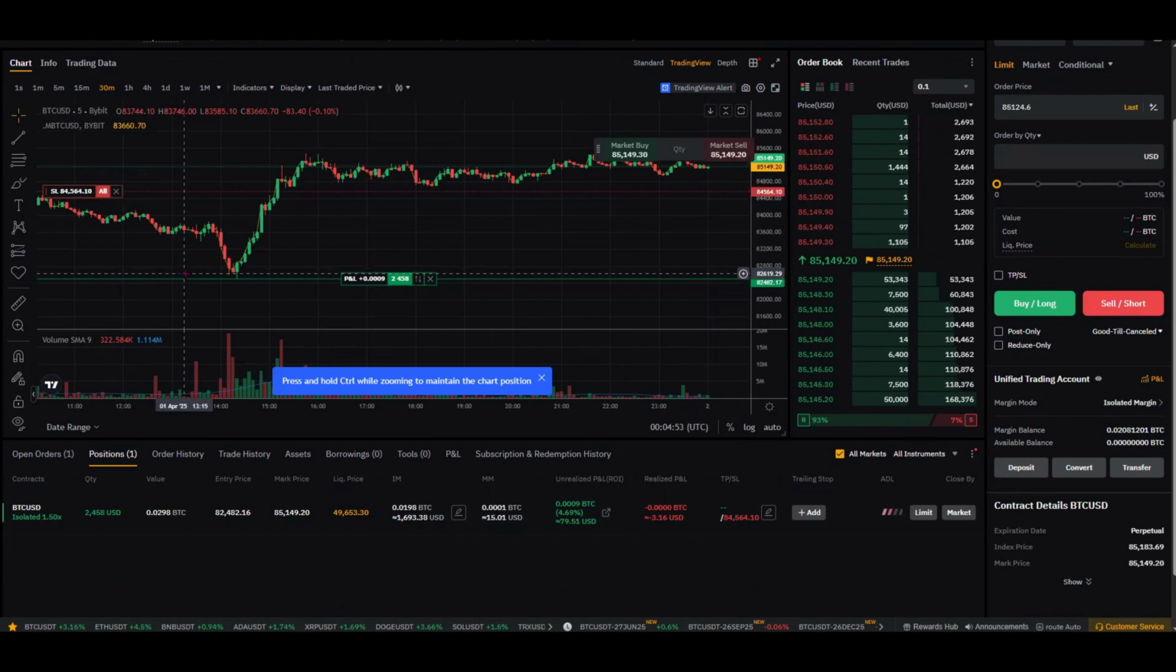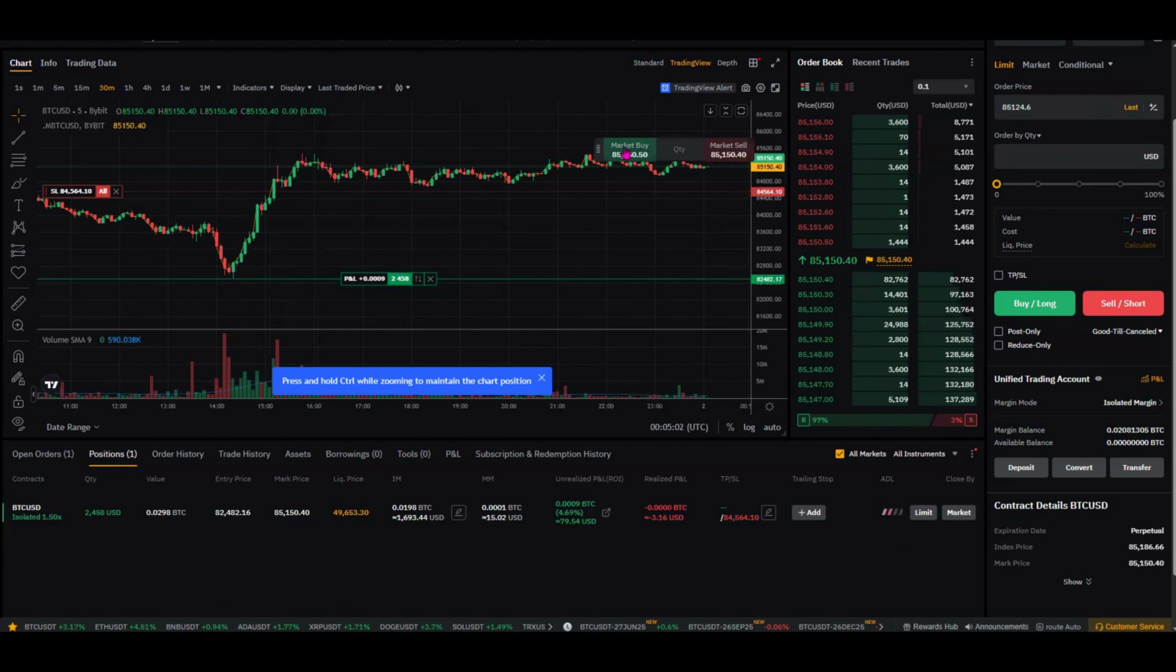I really like the interface once a trade's in place. I do wish I could place initial trades on the screen a little easier. It's there, but it's not quite what I want. You've got your market buys, your quantity. You can move that around out of your way.